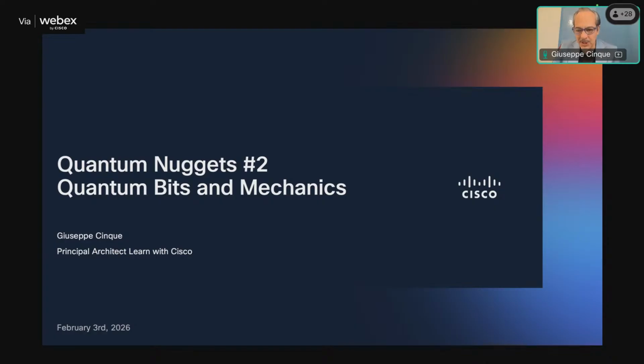My name is Giuseppe Cinque, and we will go through in the next hour the key fundamental concepts from quantum mechanics that allow us to create this concept of computing using systems from quantum mechanics, called quantum bits.